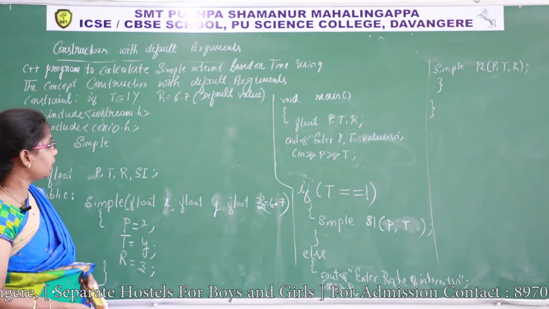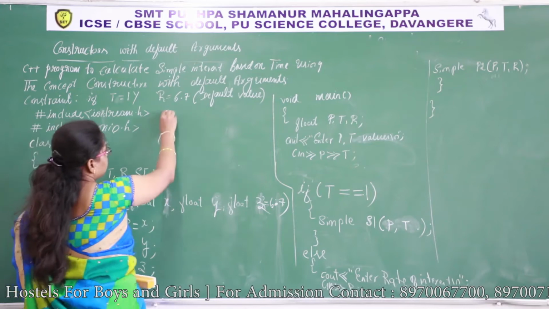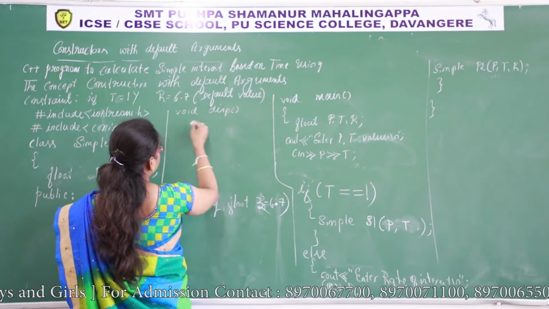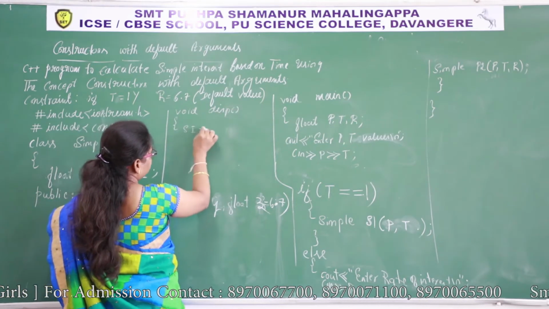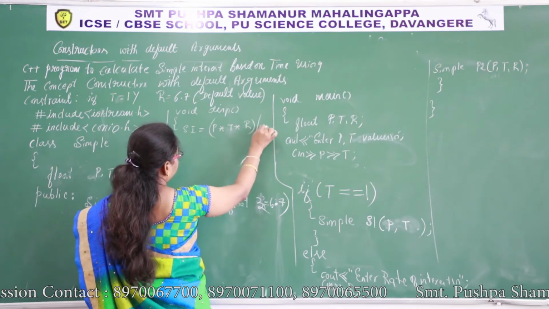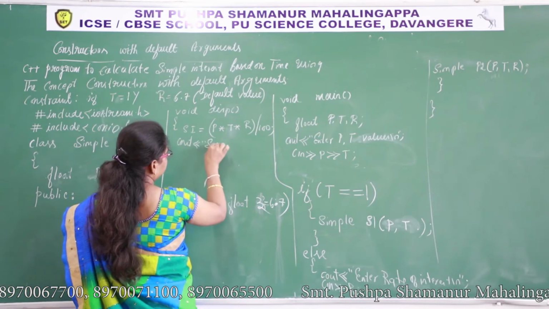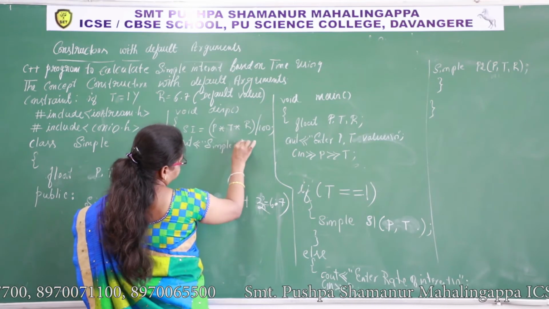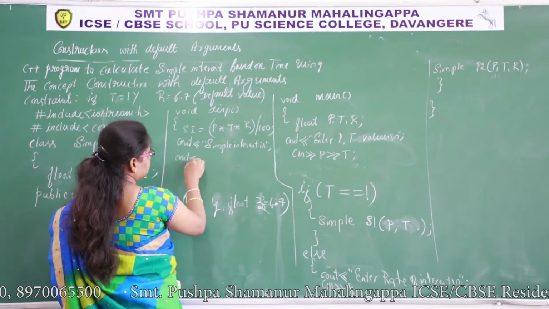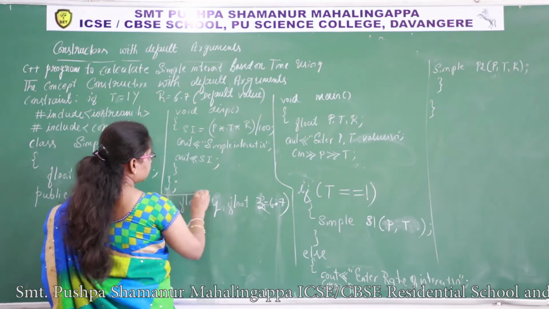Okay. Finally, we have to display the result. See, I'll write here. I'll write a display function here. Void disp. I'll calculate here and then display here. SI is equal to P star T star R by 100. Cout, simple interest is, cout insertion SI, main close, function close and class close.